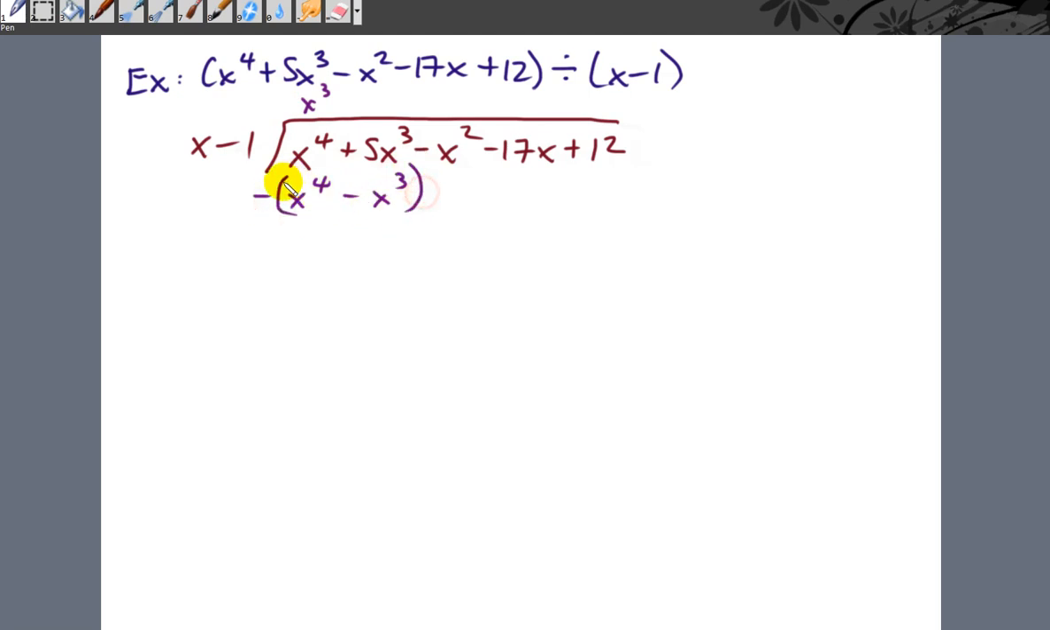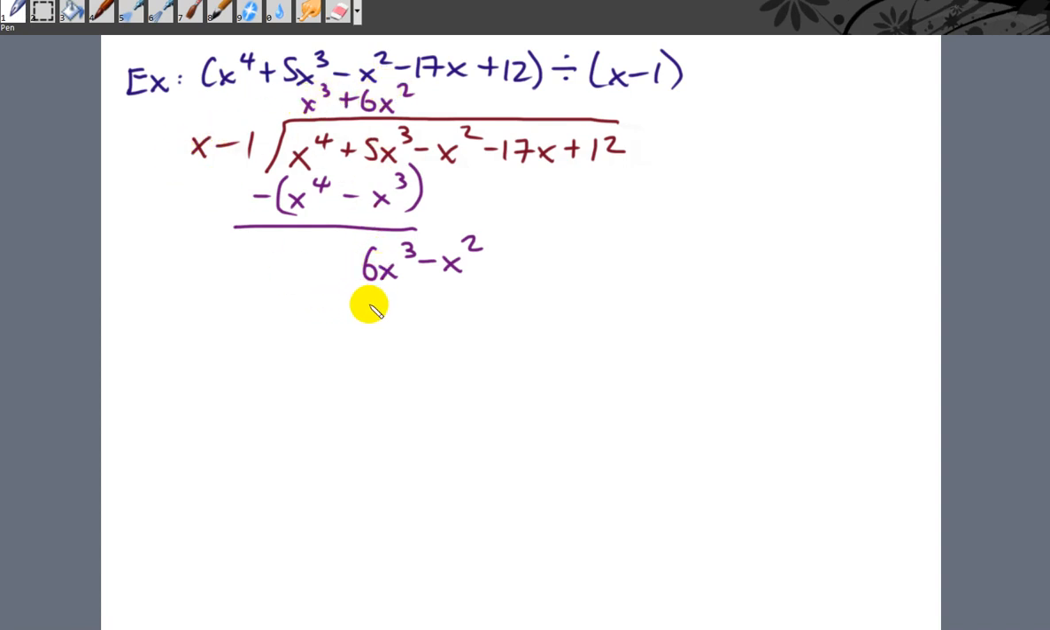So if we were to subtract this and distribute, as you can see here, this cancels. We have 5x squared plus x cubed, and it's going to be 6x cubed minus x squared. So now what we have is 6x cubed divided by x, and that's going to be a positive 6x squared. Okay, so now what we're going to do is we need to multiply this by this.